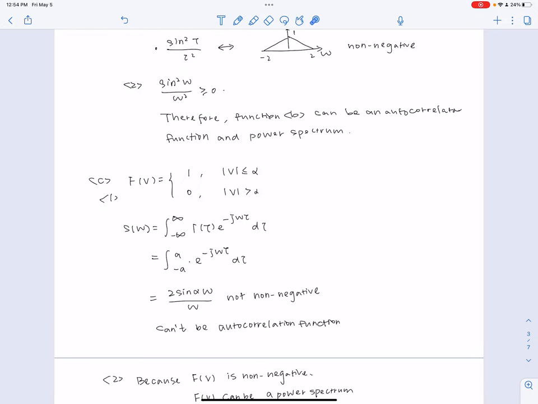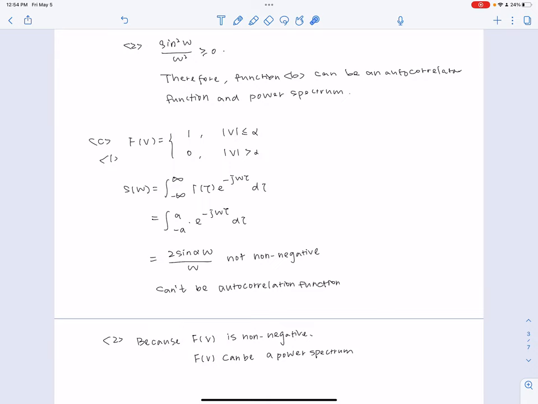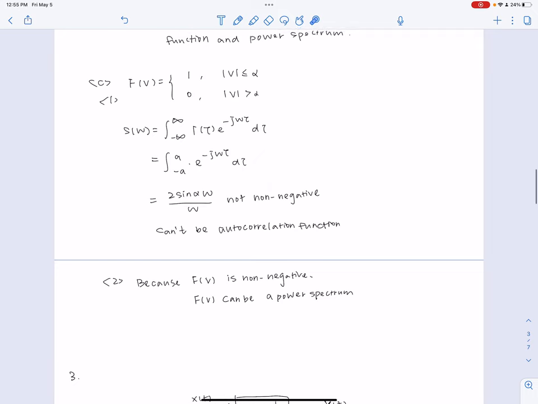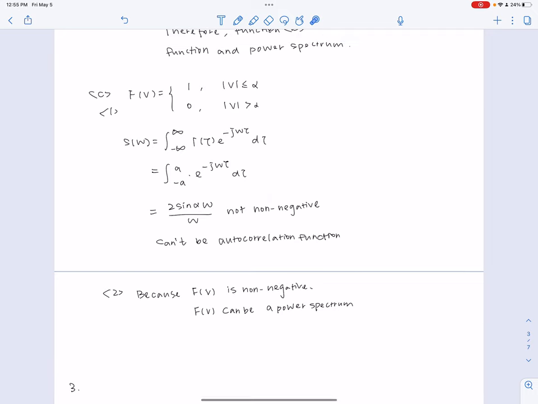And thirdly, we have a gate function. When v is between minus alpha and alpha, the value is 1, otherwise it's 0. If we do a Fourier transform of this gate function, we have a result something like this. It would be a sinc function, which is not non-negative, so it cannot be an autocorrelation function. But because f of v is always no less than 0, always non-negative, function c can actually be a power spectrum.